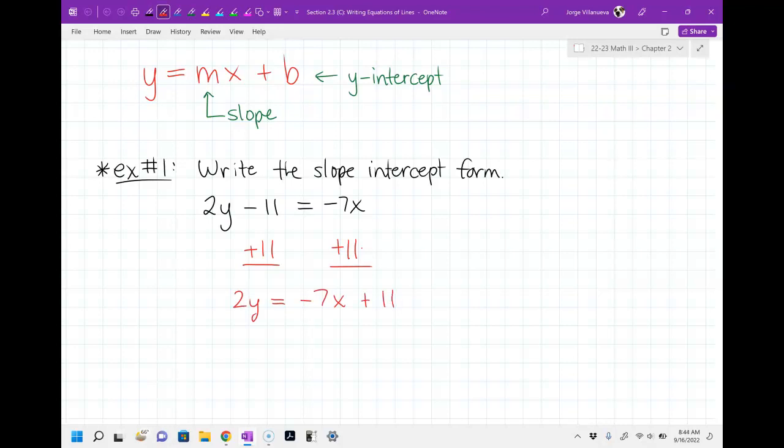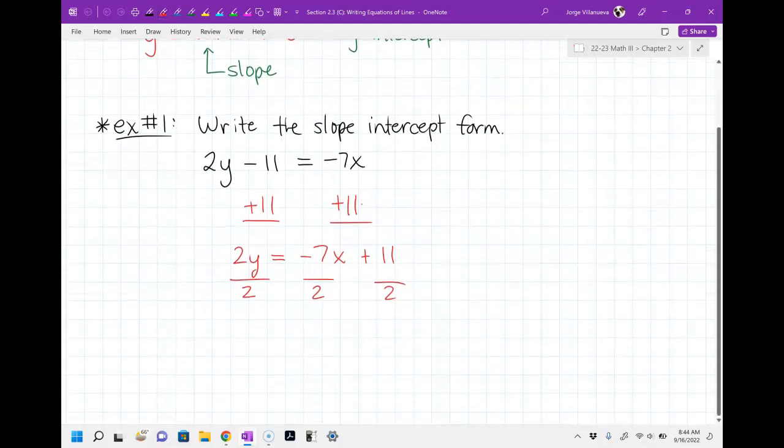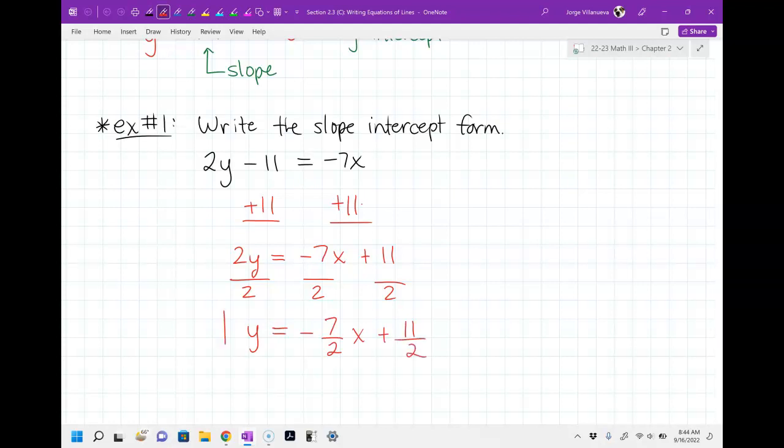Now to solve for y, I get to do one more thing. What is that? Say a little louder. I think I heard it. Divide. Okay, there you go. Divide by 2, right? So divide by 2. Yeah, the AC gets a little loud, so sometimes I can hear you. I just can't make out what you said. So negative 7 over 2x plus 11 over 2, and that's your answer, and you're done.